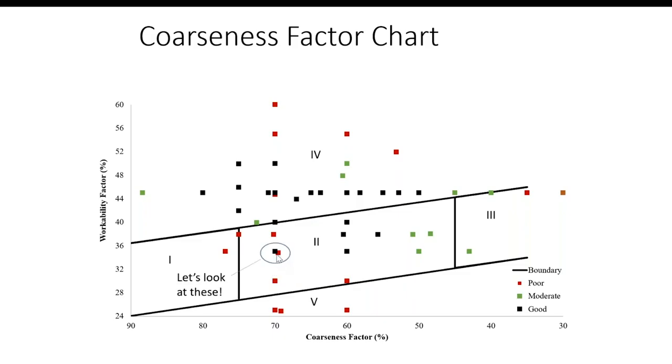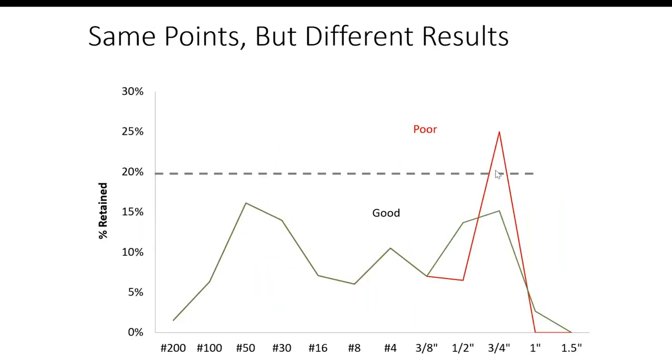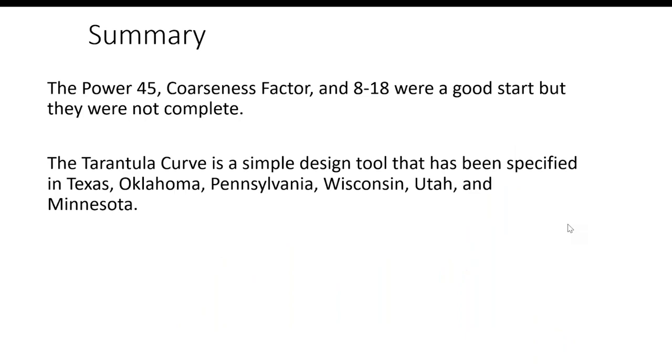And I want to look at these two right here, these two that are right next to one another. One of them is good and one of them is poor. Now this tool tells us they should be the same. They should literally perform exactly the same. One is amazing, one of the best mixes you'll ever see. And one of them is one that you would cuss at, and I would never want anyone to pump this. Because if you look at the gradation, there's some things that are missing in the Shillstone chart. I'm a big fan of Shillstone. He was a huge inspiration to me. He did a lot of amazing things, but there's some tweaks that need to happen that the tarantula curve takes care of that this one doesn't. Here's the poor mix, here's the good one. So in summary, the Power 45, the coarseness factor, and the 8-18, they're a good start, but they're not complete.